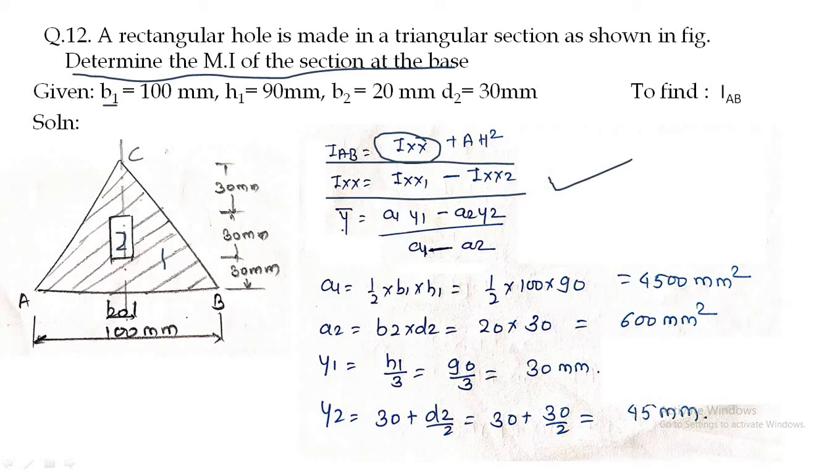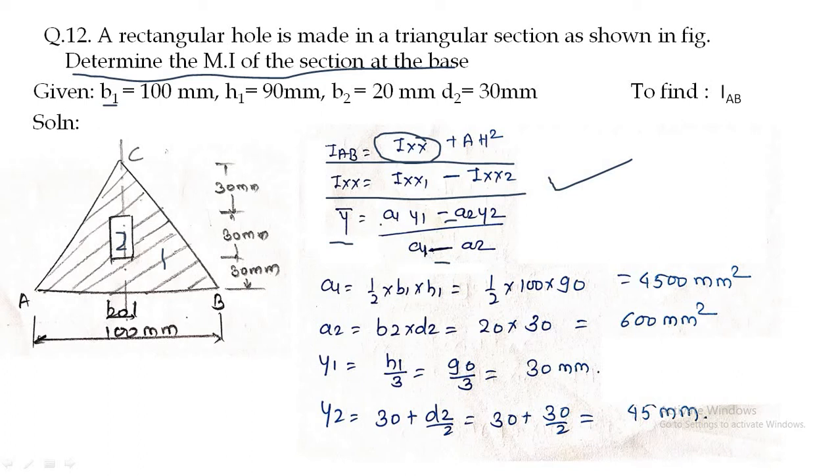So here to find IXX1 and IXX2, first of all we need to have the value of y bar. The formula for y bar here will be A1y1 minus A2y2 upon A1 minus A2. Remember here that we have used minus sign. Why is minus sign used? Because again one section was removed from another section. For that particular reason we are using the minus sign.